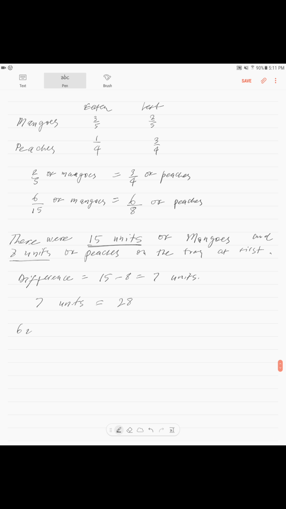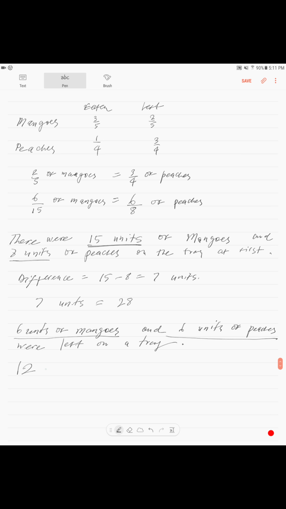So 6 units of mangoes and 6 units of peaches left. Well, I need to write it here, right? Of peaches were left on the tray. 12 units of fruits were left on the tray: 6 units of mangoes, 6 units of peaches. So total 12 units of fruits. Okay?